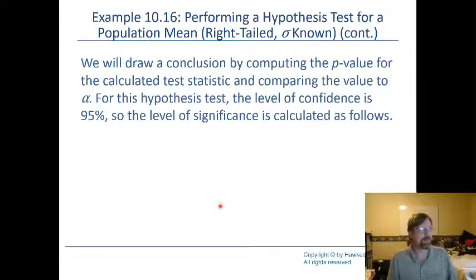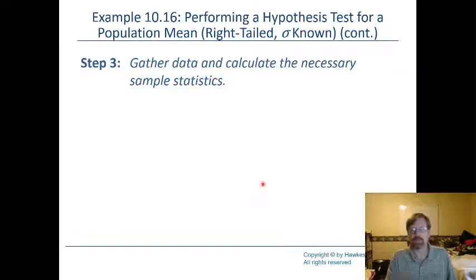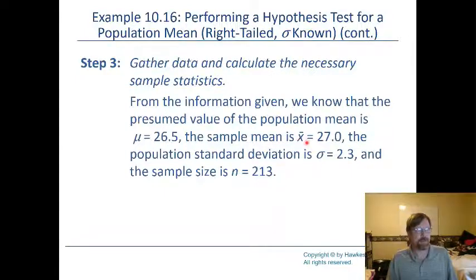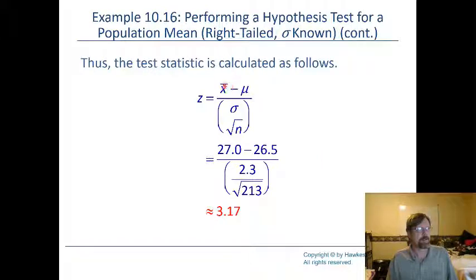We were told to use 95% confidence level, so alpha is 0.05. Alright, they've gathered the data and calculated the necessary sample statistics. Well, not calculated the sample statistics yet, but gathered the data, and they got a sample mean of 27.0. Sample size of 213, population standard deviation of 2.3. So we can calculate this test statistic using our handy dandy formula here.